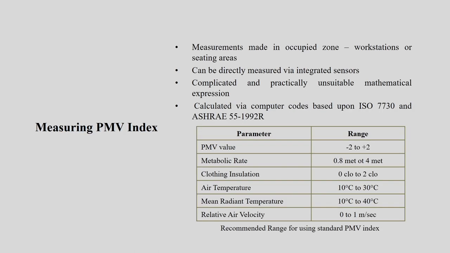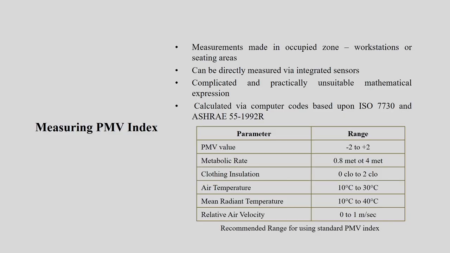So how do we do that? The measurements are made in a particular occupied zone, that is the workstation, or an area where people are working, and can be directly measured via integrated sensors, but it is complicated and particularly unsuitable to express mathematically. This is not possible. You can see that ISO has adopted this for PMV. Okay. So the PMV value and metabolic rate, you can see the ranges are mentioned here. These are the recommended ranges for using the standard PMV index. So you can use this as a parameter, and you can get your PMV value for your tested scenario.